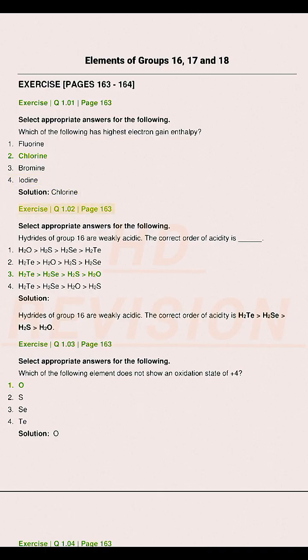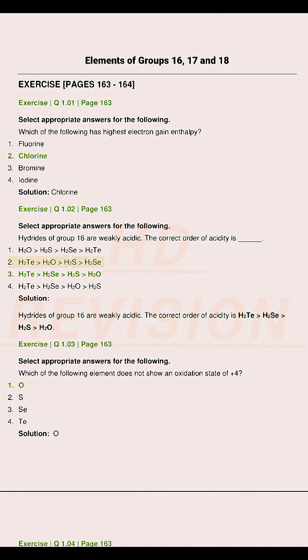Exercise Q1.02, page 163. Select appropriate answers for the following. Hydrides of group 16 are weakly acidic. The correct order of acidity is underscore. 1. H2O > H2S > H2Se > H2Te.